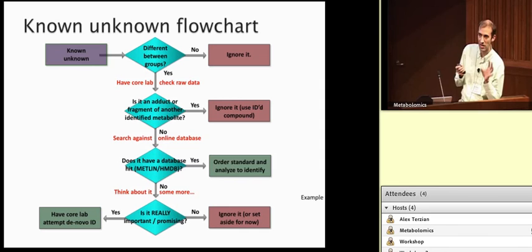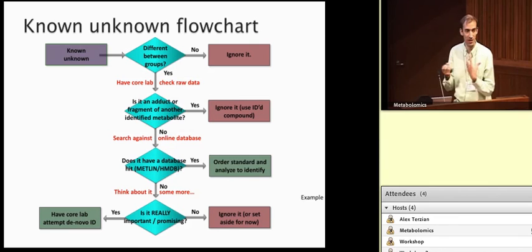And don't fret too much about this. A lot of this is the job of the core lab, so we will help you through this process. But it helps to know our thought process on what to do with all of these known unknowns. So the first thing to say is, are our known unknowns different between groups? If you have different groups that you're looking at, are they part of the things that statistically differentiate groups? And if they're not, my first recommendation would be to ignore it. If they are differentiating, then you may want to do some more work.